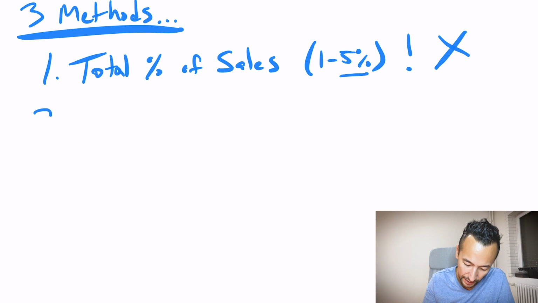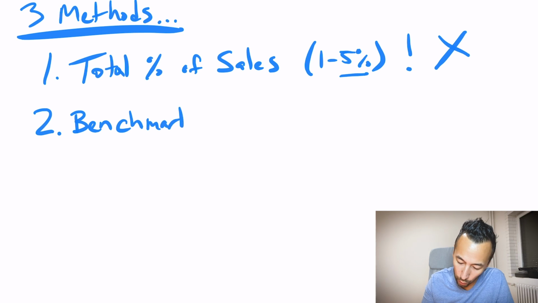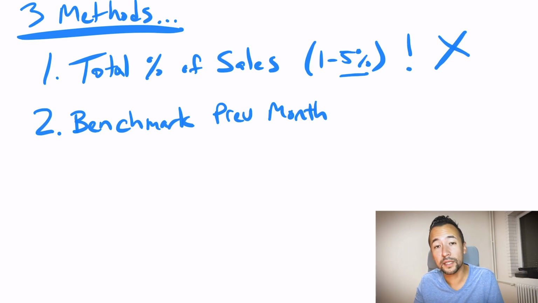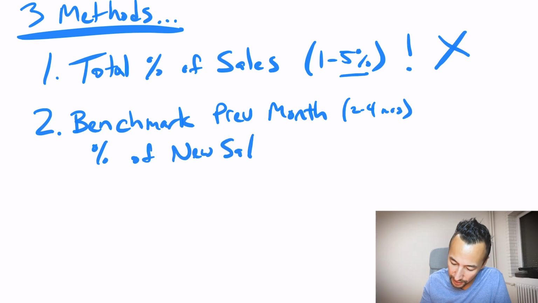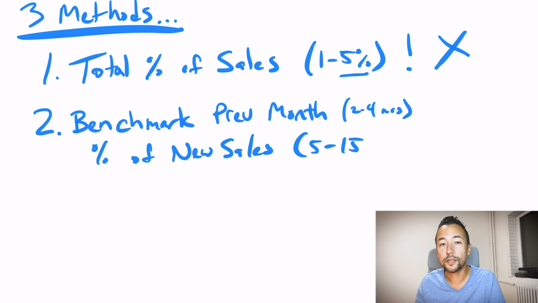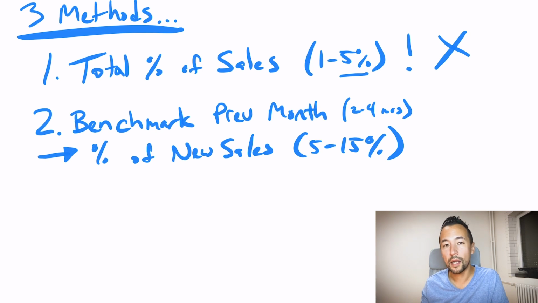I think what makes more sense is to benchmark the previous months or month, okay? So I'd say like 2 to 4 months. Ask them, like, show me some data, or we can spend some time to track it, and I'll take a percentage of new sales. Okay, and in this case, I think it makes more sense to take 5 to 15%, depending on exactly what you're going to execute. Now, this is more complex, but this is going to be useful, especially if your client has sort of a variable offer set, different price points, upsells.